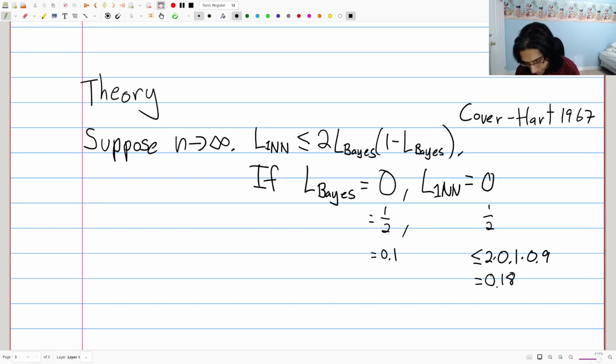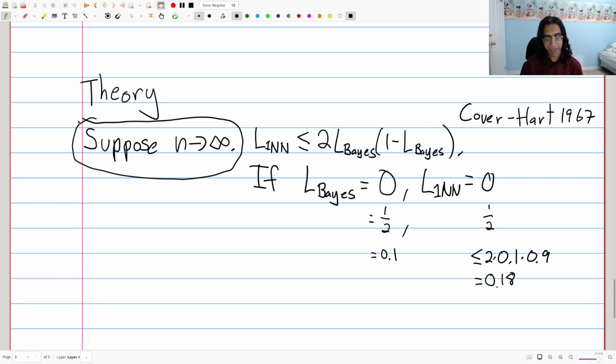Now, there's one especially very important caveat to this theorem, which is the fact that this big one here. This says that suppose n approaches infinity.